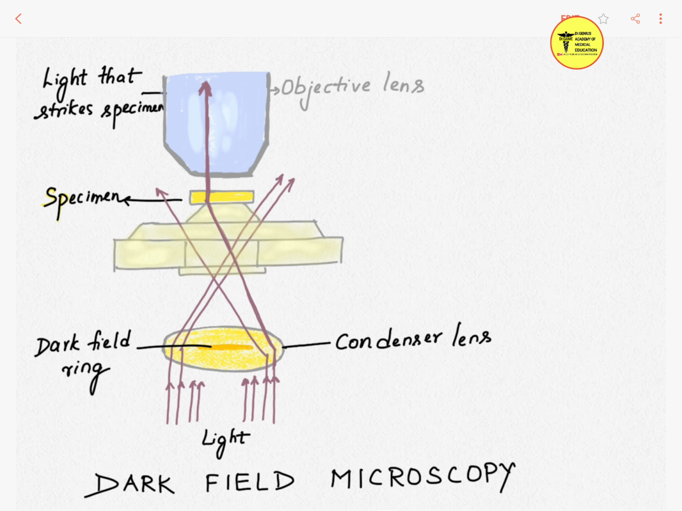Light rays falling on the object are reflected or scattered onto the objective lens, with the result that the object appears self-luminous against a dark background. The contrast gives an illusion of increased resolution, so that very slender organisms such as spirochetes can be seen in the dark ground microscope or dark field microscope.